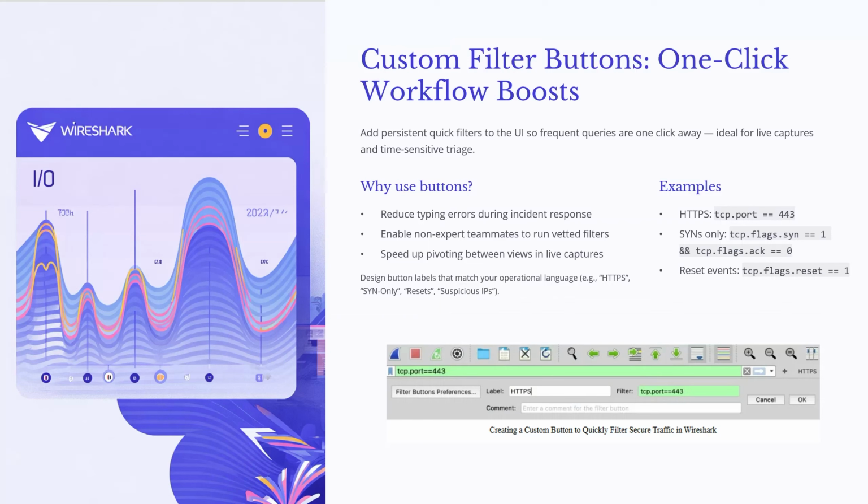Custom filtering buttons. Wireshark's filter system is extremely flexible. You can exclude common background protocols using various methods, but you can also make filtering very easy by introducing buttons into the mix. Since there are some requests that you have to make more frequently than others, you can take these requests and make them a filter itself, thus adding them as a button. This reduces typing errors, enables non-expert teammates to run vetted filters, and speeds up pivoting between views and live captures.